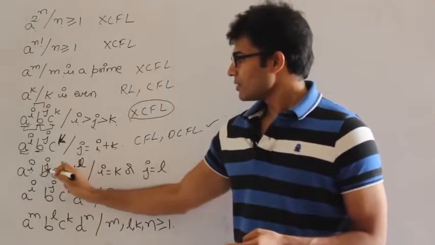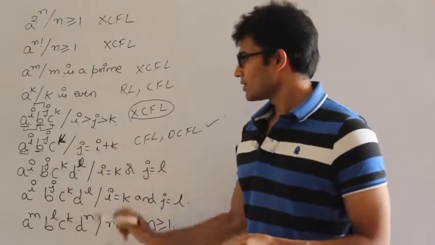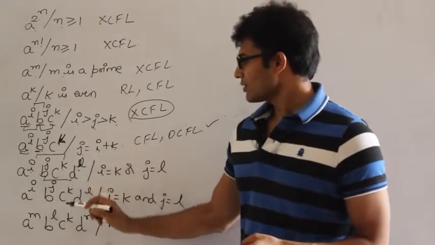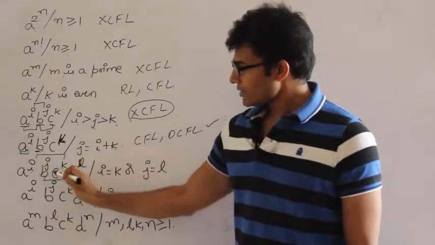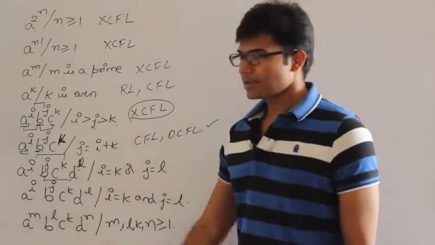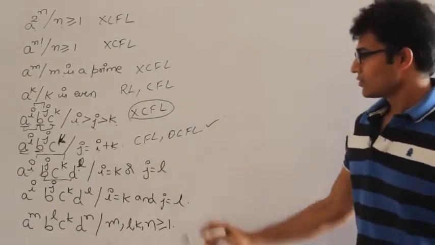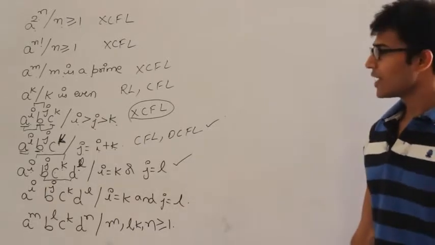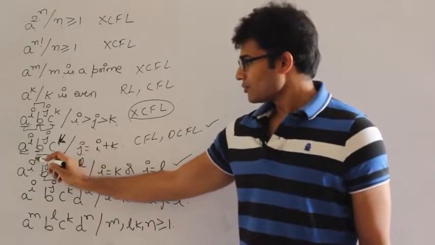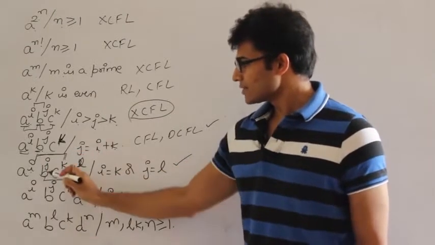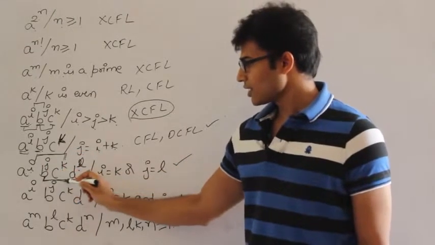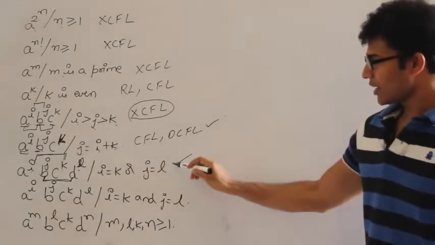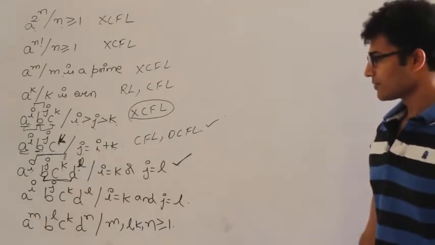Next one is a power i, b power j, c power k, d power l such that i = k or j = l. So how to do this? Compare a's against c's, or compare b's against d's. That can be done easily, right? So this is definitely a context free language, and moreover a non-deterministic context free language. The reason is, you construct one pushdown automaton which compares a's and c's, and you construct one more pushdown automaton which compares b's and d's, and then you apply the union to them. So it is context free, and moreover non-deterministic context free.